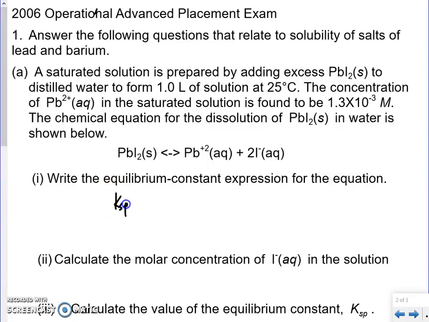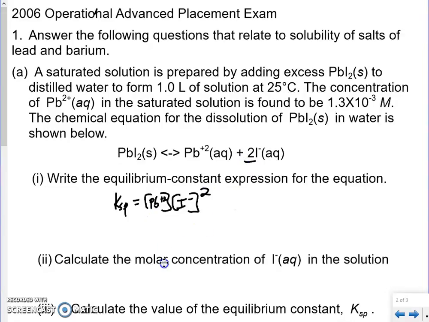KSP, like all equilibriums, whether it's K, Ka, Kp, Kb, whatever, is just going to be our products over our reactants. Now our products are aqueous, our reactant is a solid, so we actually will not be including our reactant. So we just end up with the concentration of the Pb ion times the concentration of the iodine ion, and of course the iodine ion is squared due to the coefficient.